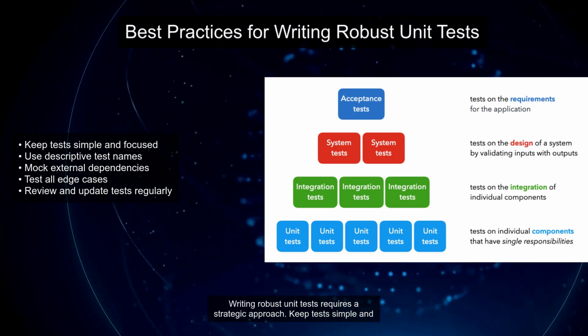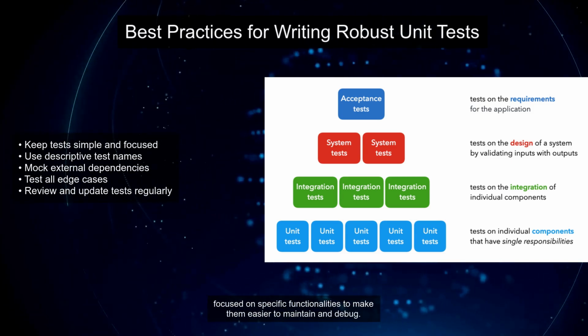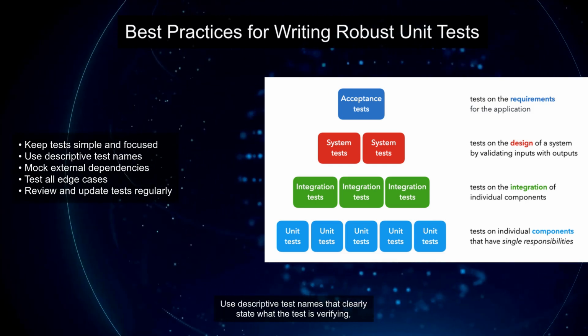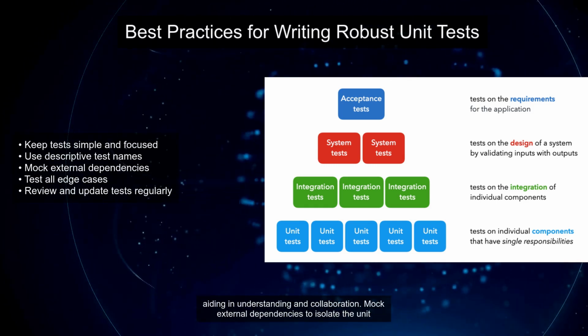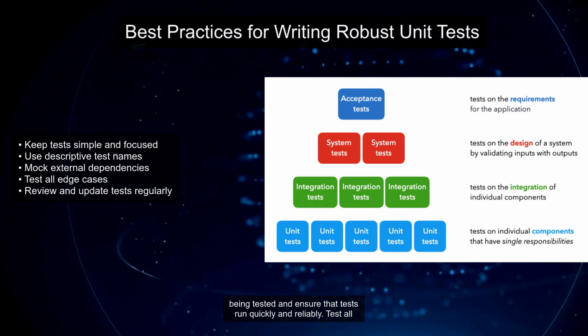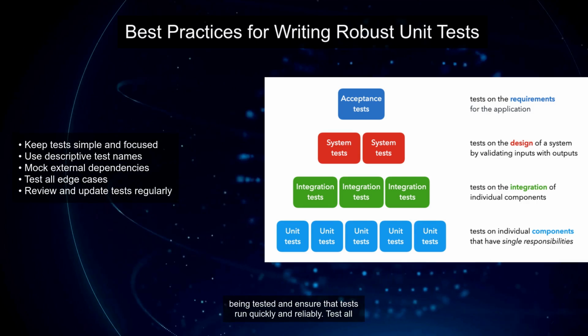Writing robust unit tests requires a strategic approach. Keep tests simple and focused on specific functionalities to make them easier to maintain and debug. Use descriptive test names that clearly state what the test is verifying, aiding in understanding and collaboration. Mock external dependencies to isolate the unit being tested and ensure that tests run quickly and reliably.